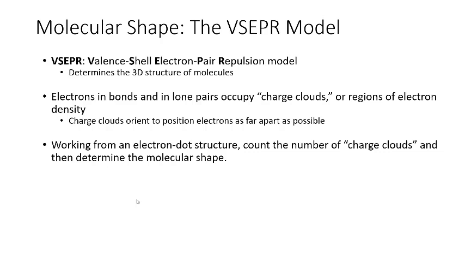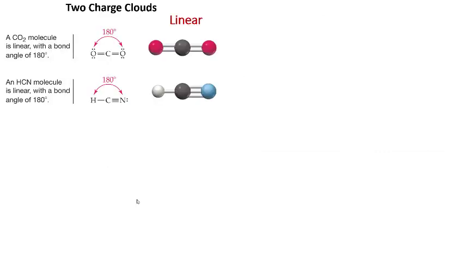So if you're working from an electron dot structure, you count the number of these charge clouds, either the lone pairs or bonds, and then determine the molecular shape. This will become more clear as we go through all of our different examples. The first case that we're going to be talking about here is for two charge clouds.